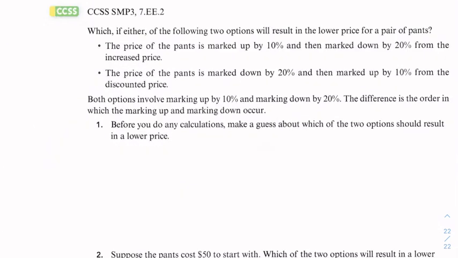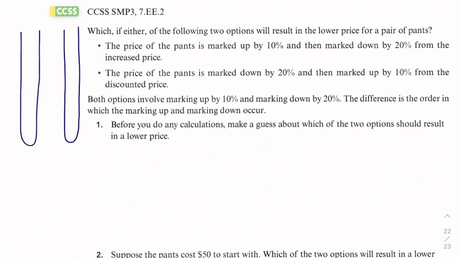Which, if either, of the following two options will result in a lower price for a pair of pants? The price of the pants is marked up by 10% and then marked down by 20% from the increased price, versus the price of the pants is marked down by 20% and then marked up by 10% of the discounted price. So let's see what happens if we have two situations, and in both situations we have the price of pants. So this is our 100%. First situation, we mark up by 10% and then mark down by 20% from the increased price. So 20% marked down, but 20% of 110.